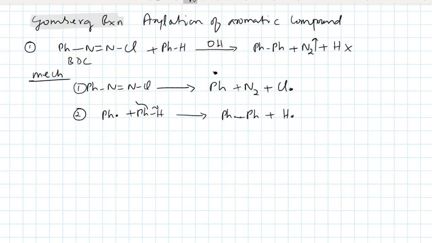That will be formed. So you get a biphenyl compound that is formed here, and this H dot will react with Cl dot to form HCl. Okay. Now, if you want to draw the resonance structures of this free radical, how this is formed.